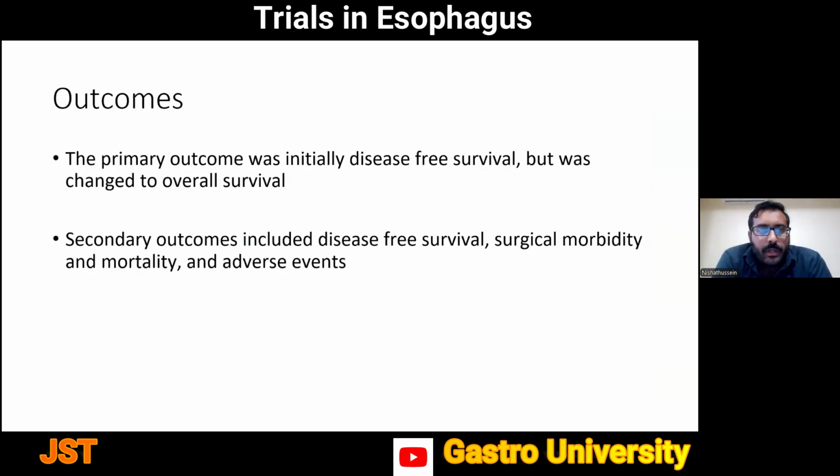Coming to the outcomes of the trial, the primary outcome was initially disease-free survival, but was later changed to overall survival during the course of the study. And secondary outcomes included disease-free survival, surgical morbidity, mortality, and adverse events.